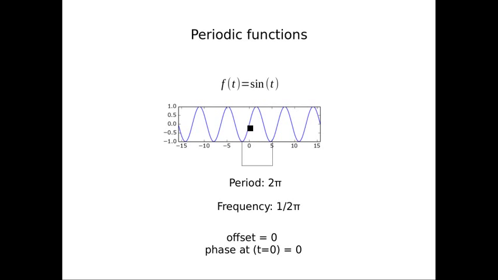Sine of t starts at 0 here, and we say that the phase offset of this function is 0, and the phase at 0 is 0.